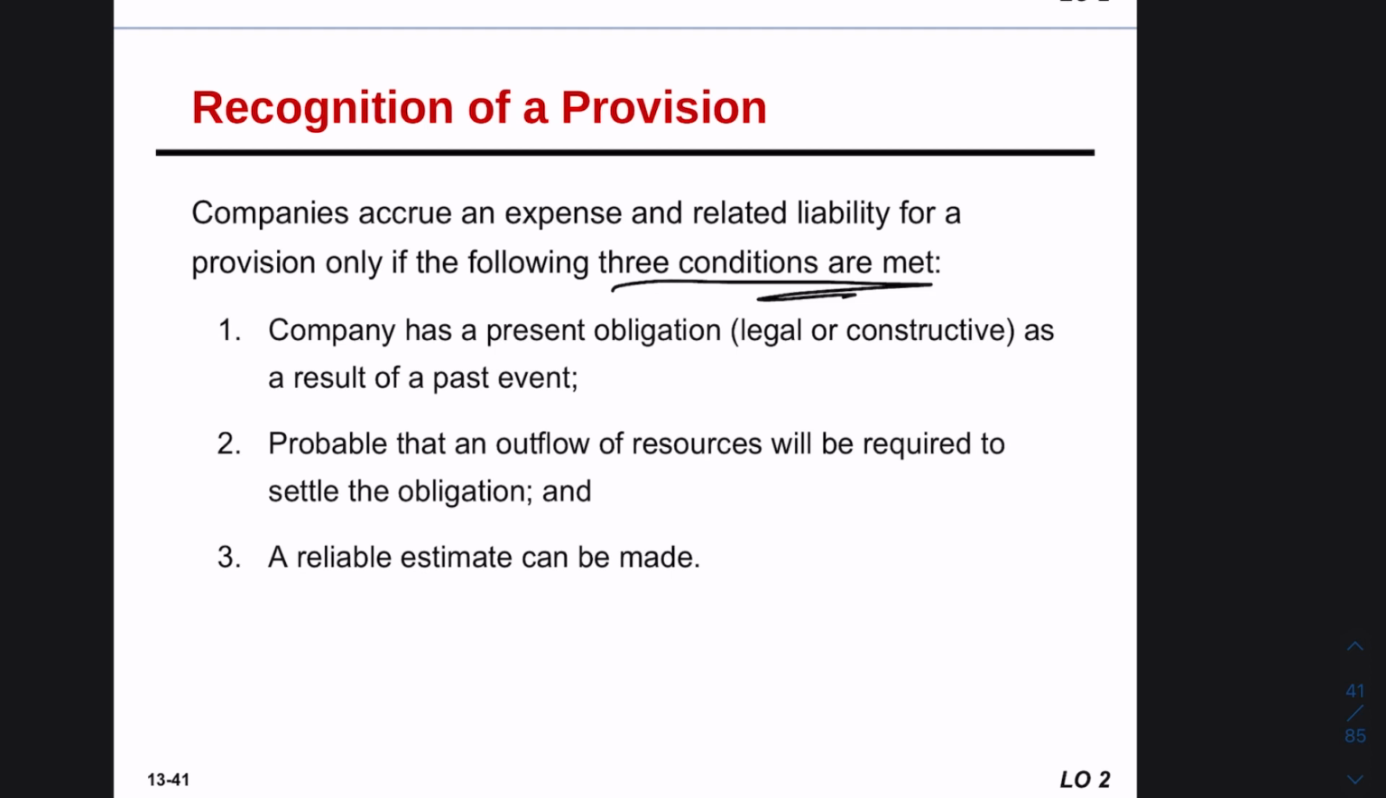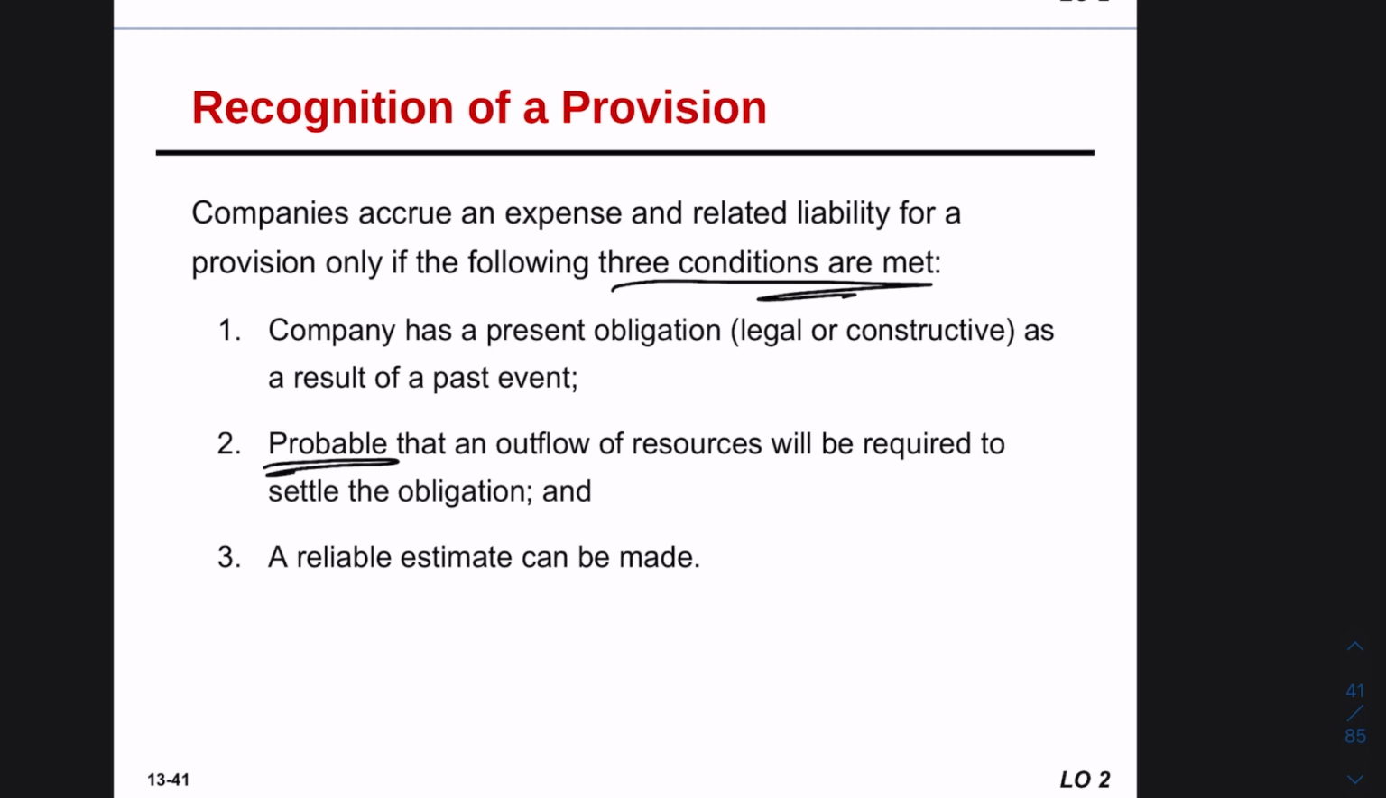And the second condition is that it is probable that an outflow of resources will be required to settle the obligation. Make sure you know what probable means: more than 50% that the obligation will have to be settled. Okay. So if it's less than 50%, we will not recognize the provision. It should be more than 50%, which is more likely than not that the sacrifice will occur.